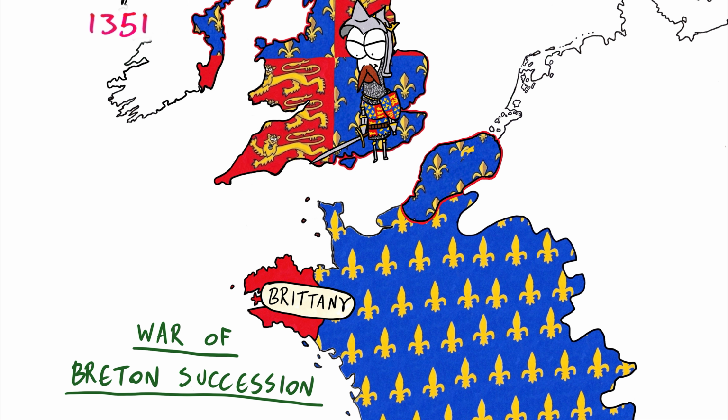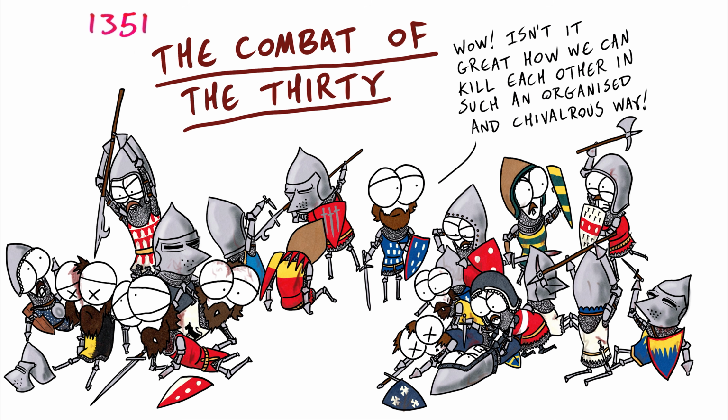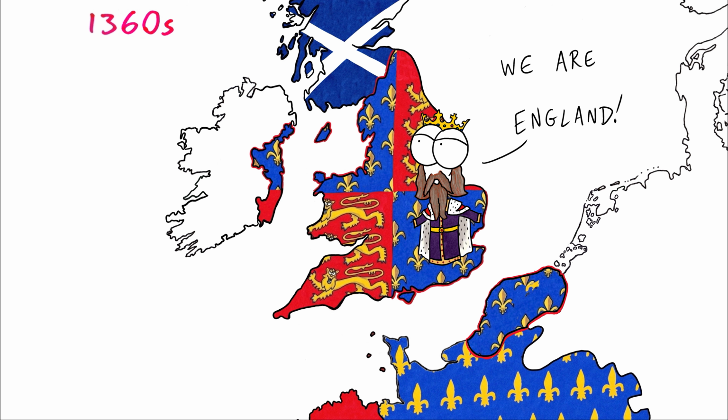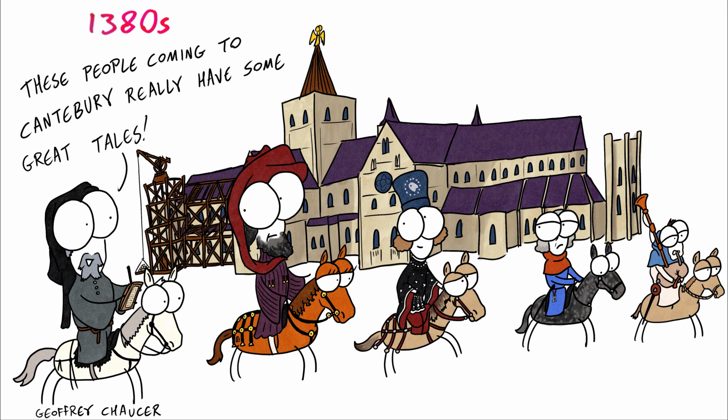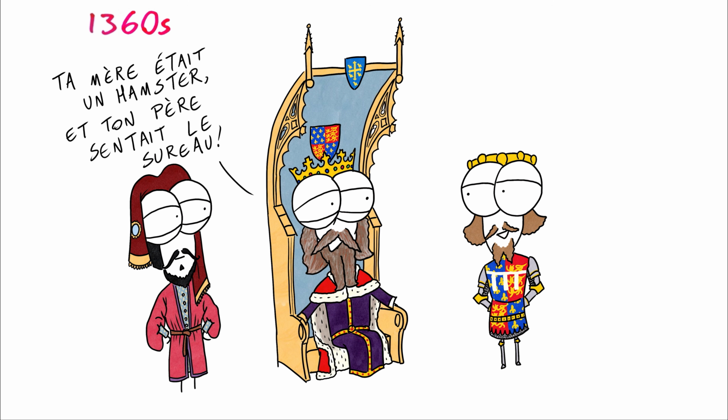The Combat of the 30 was an example of chivalry of the time, as a 30-a-side duel to decide control of the Duchy of Brittany. As the years went on, Edward promoted a sense of national unity, giving more protection to the English language, although most of court still spoke French.